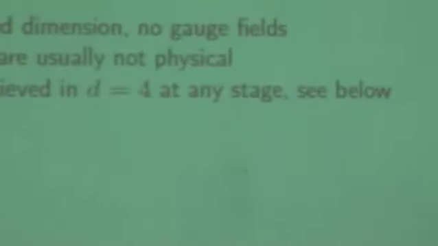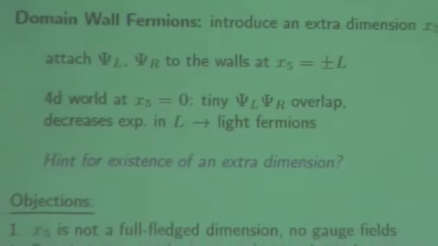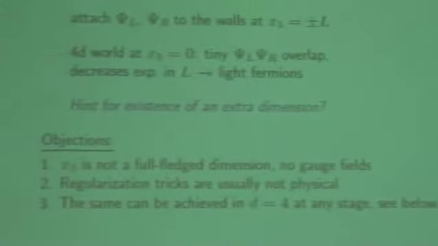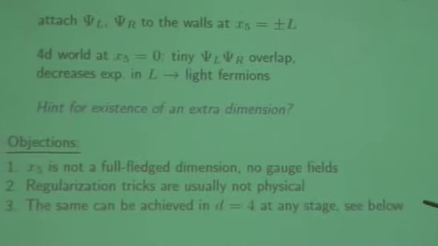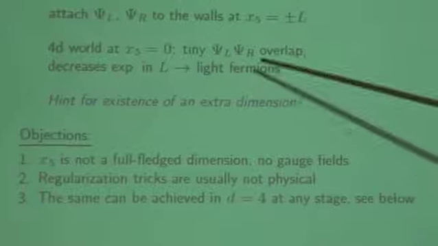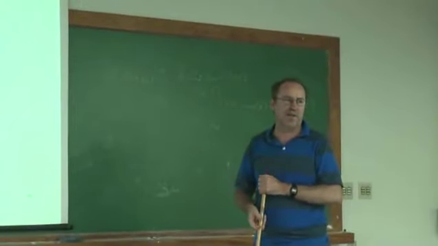So in principle this works. Let's say this is x5 equals 0, and this is minus L. If you make L infinite, then the mass would be 0, and if L is large, then it is something light. And some people argue that the observation of light fermions is therefore a reason why extra dimensions could be physical, because you can implement it in this way.